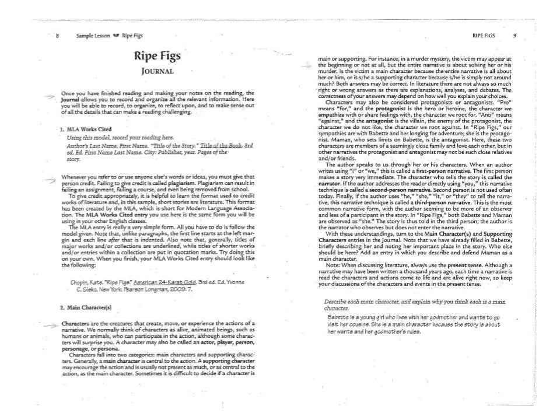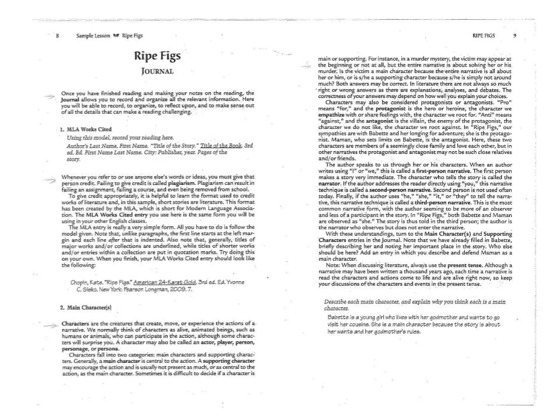So you want to pay attention to this explanation so that you'll do it correctly. The first item is number 1, MLA Works Cited. This is how you record the name of the story, the name of the person who wrote it, and the source where the story was published.